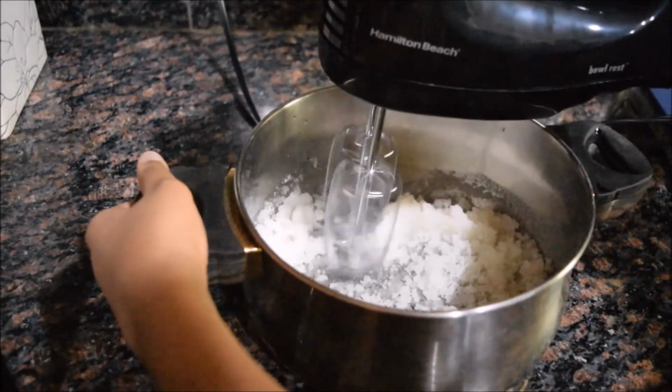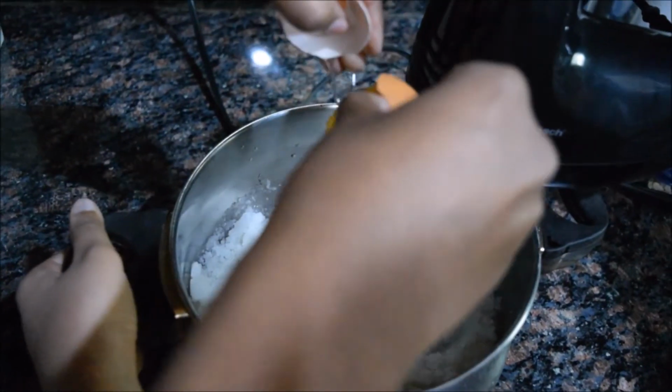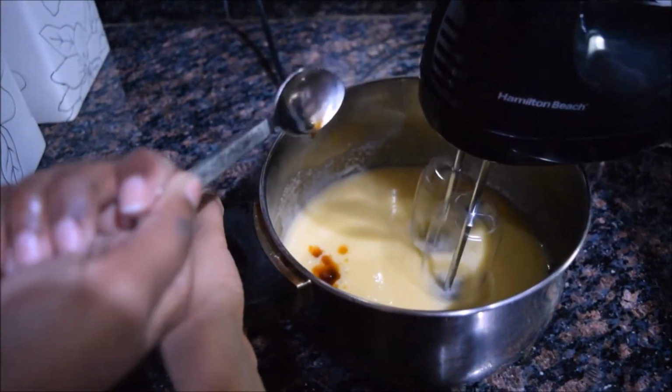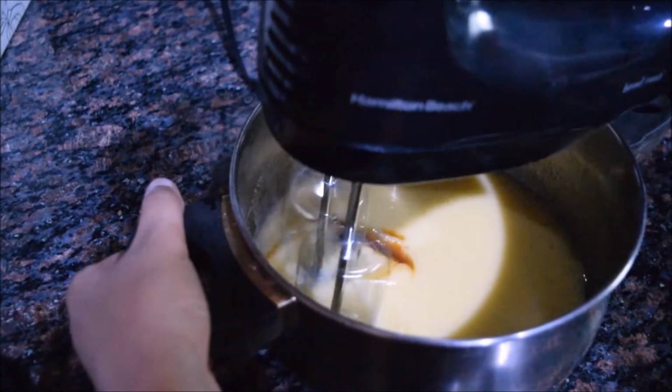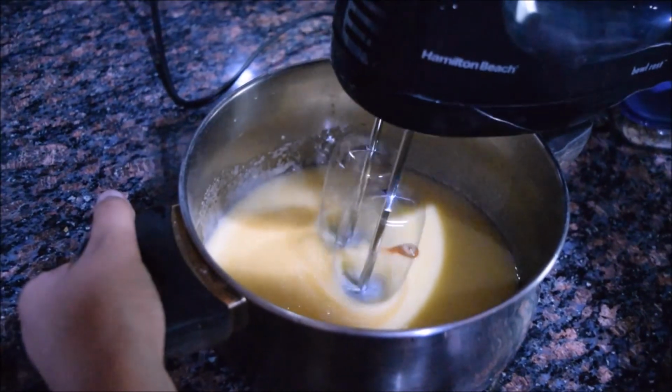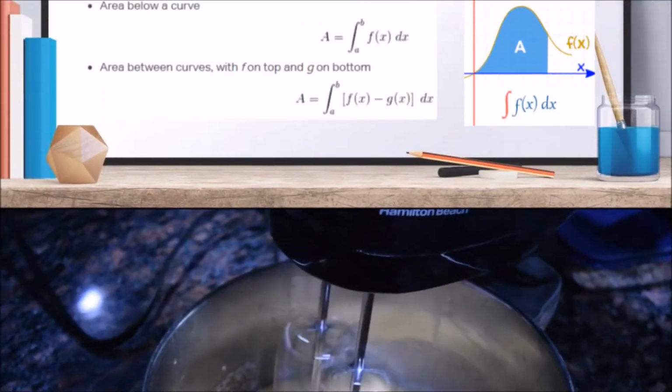Now back to the baking. We're going to crack an egg while we're mixing the oil and sugar with the hand blender. Then we're going to add some vanilla and keep mixing until we achieve a smooth consistency.